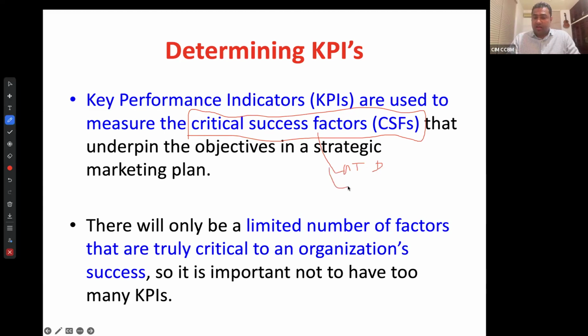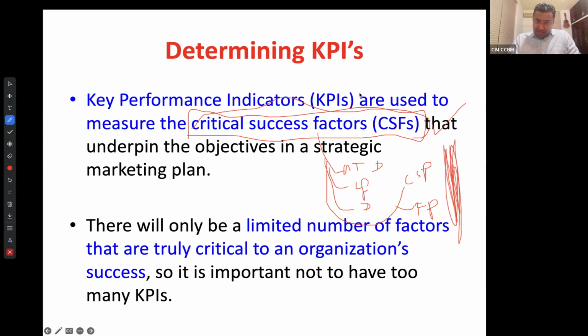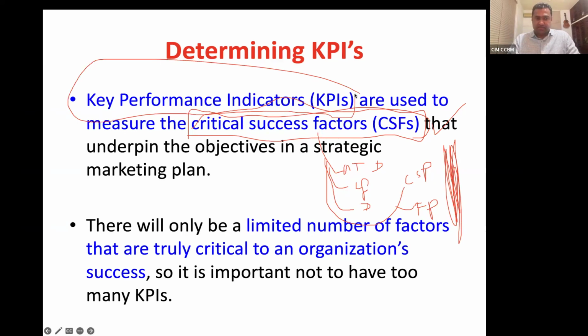then load factor, how empty or full is your airline, number of destinations, number of code share partners. These are all critical success factors. Another one can be the fuel price. These are all critical success factors in the airline industry. Now you need to measure all these. If you measure all these critical success factors, those are called KPIs, key performance indicators.